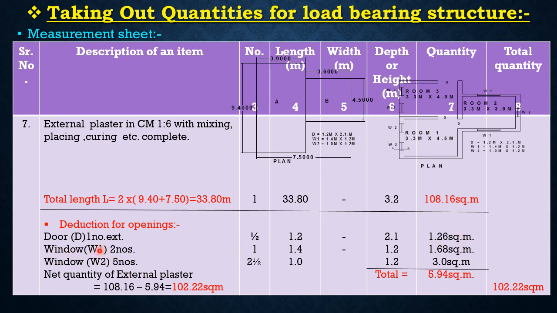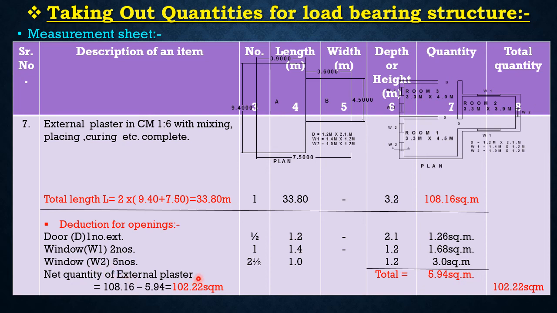Then windows W1 is 2 numbers. Then consider half inside plaster and half outside plaster. Then total number of W1 window is 1, length is 1.4, height is 1.2 meter, then quantity is 1.68 square meter. Then windows W2 is 5 numbers, 1, 2, 3, 4 and 5. Then consider 2 and a half, then length is 1 meter, height is 1.2 meter, then quantity is 3 square meter. Then addition of these 3 is 5.94 square meter.